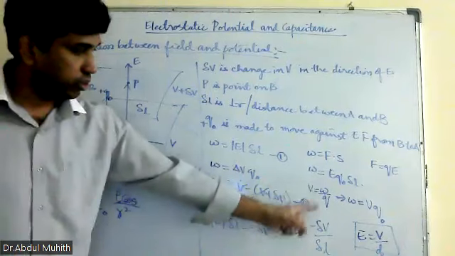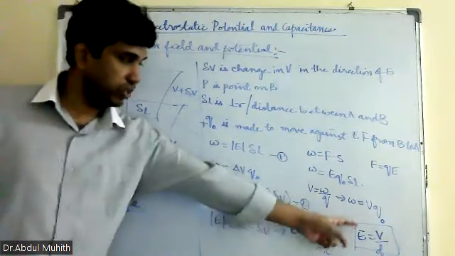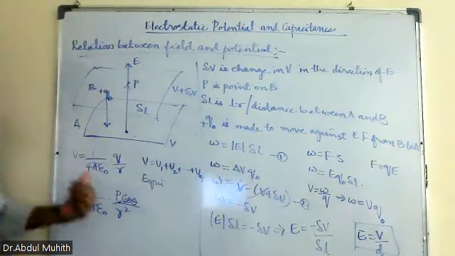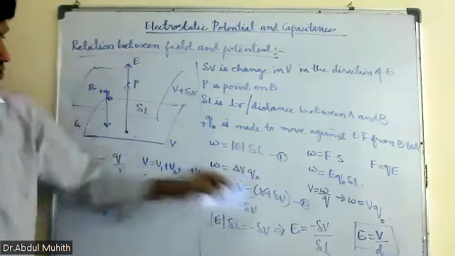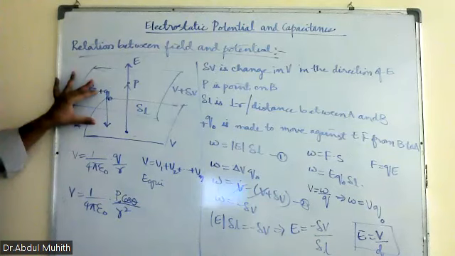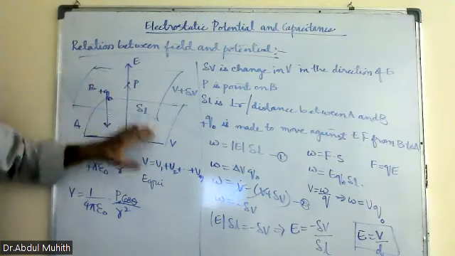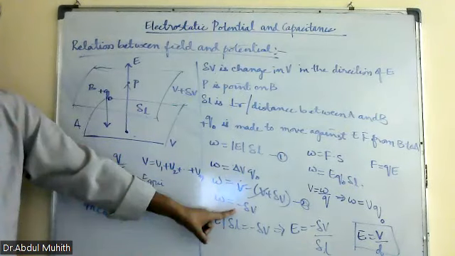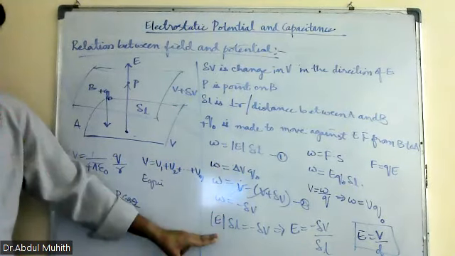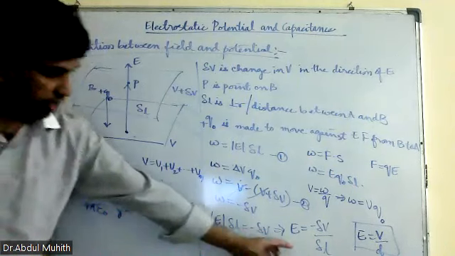Second is V is equal to W by Q, or W equal to VQ. This is from the previous, from here I got it. Now W is equal to delta V into Q naught. Why? Because there is a difference here. This is more and this is less. This is V and this is V plus delta V. So I took the difference, I got minus delta V. I am equating this to this one, and when I cross multiplied, I got this one.